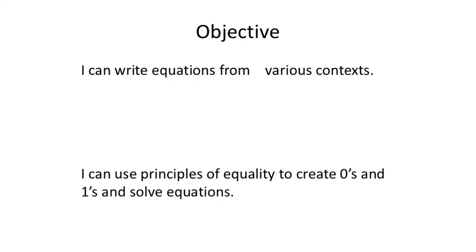So our objectives: I can write equations from various contexts, and also I can use principles of equality to create zeros and ones to solve equations. We just did this on the bell work. But now we're going to have to write equations from various contexts. This is word problems, all right? So take 30 seconds and copy these two down, then we'll get started on the lesson.